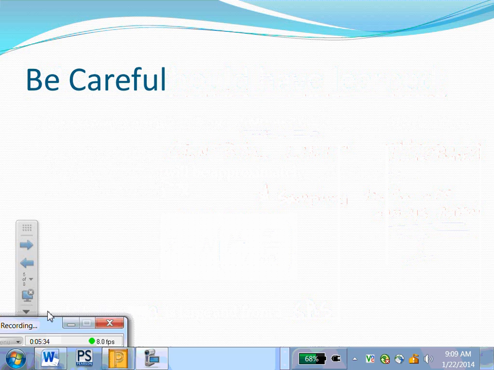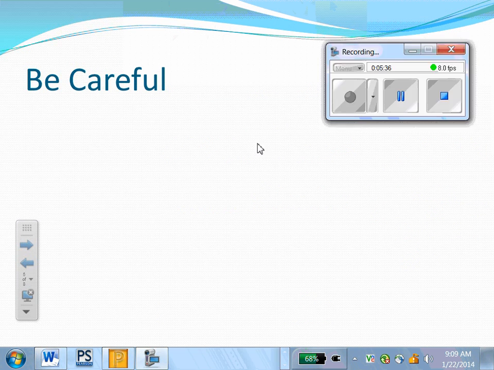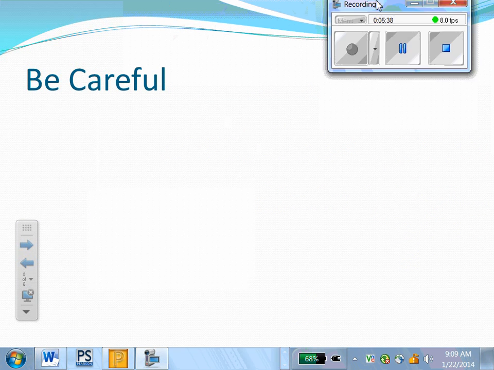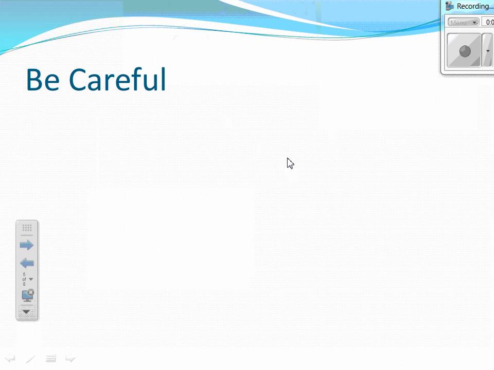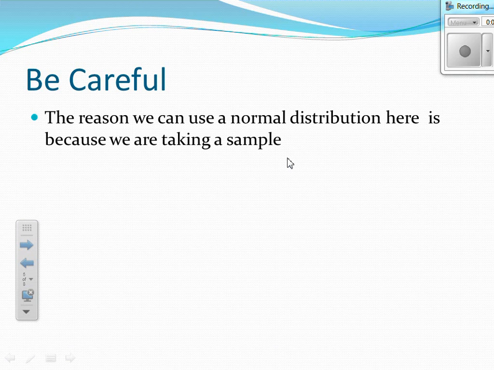So a couple notes to be wary of. One, the reason we can use a normal distribution is because we're taking a sample, right? We're collecting some data. We're taking a sample and then taking an average, or maybe we'd be taking a proportion, something like that.